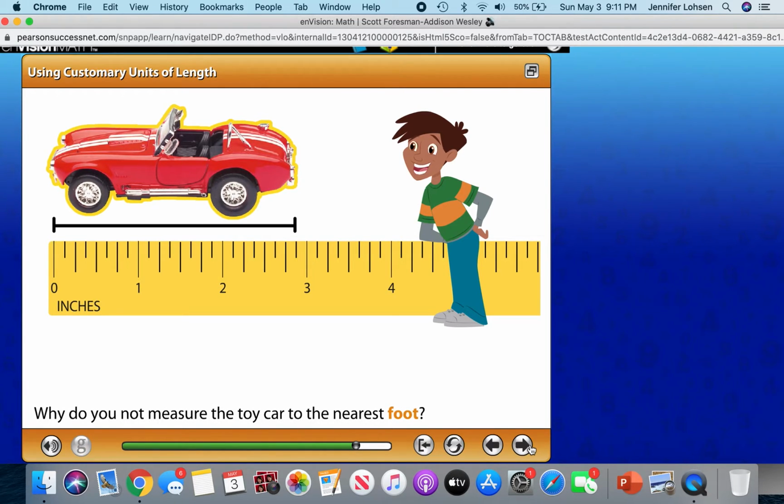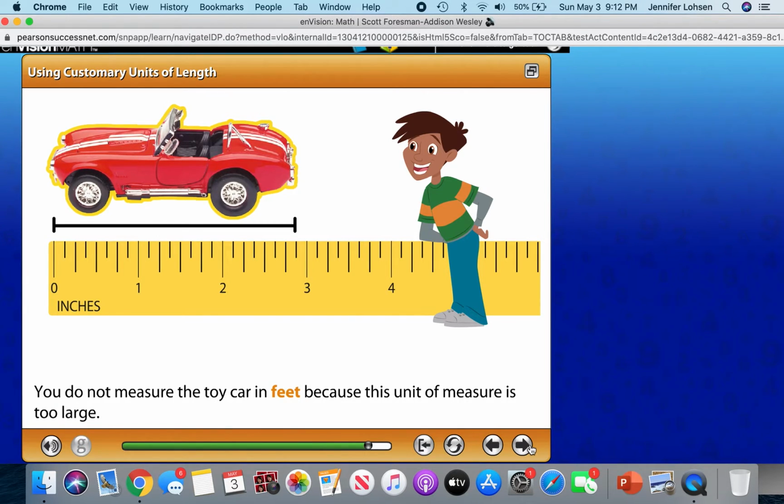Why do you not measure the toy car to the nearest foot? So why are we measuring to the nearest inch and not the nearest foot? Well, it goes back to that appropriate unit for measuring. This toy car is smaller than 1 foot, so it does not make sense for us to measure it in feet because it would be negative feet. It's not even equivalent to 1 foot, let alone more than 1 foot. So it's appropriate for us to use a smaller unit, and the smallest unit of length in the customary system is inches. You do not measure the toy car in feet because this unit of measure is too large.